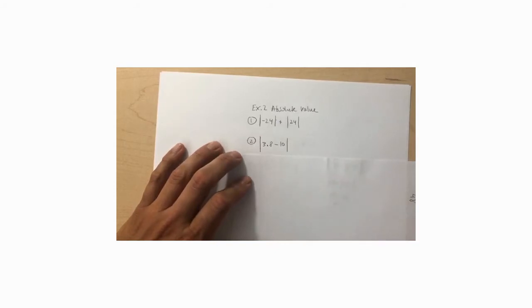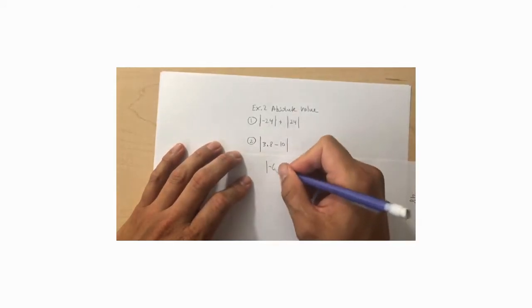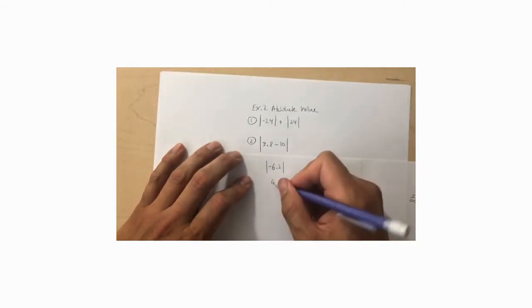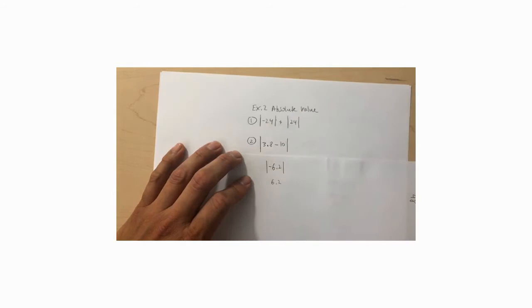Number 2. Now again, you can't remove the bars yet because there are 2 numbers in there. In fact, there's an operation. So let's do the operation so we can get to one number only. That will give me negative 6.2. And now you can remove that, and the answer is just 6.2 miles from 0, or something from 0.